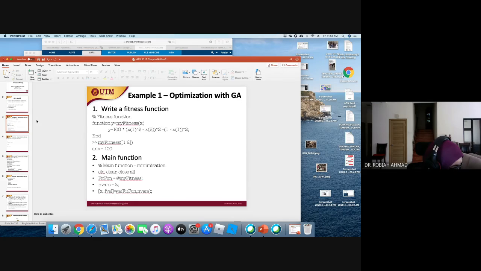Where is it? Okay, let me check. One minus L square. This is the banana function.